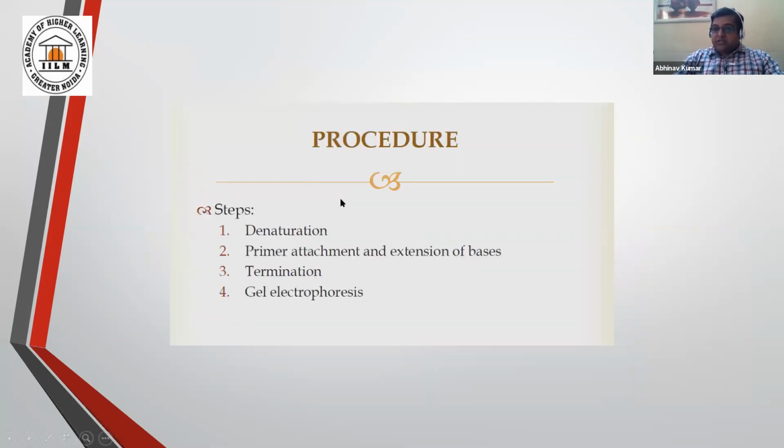So the procedure is denaturation, separation, primer attachment and extension of bases. For one strand of DNA, the primer starts filling from one end and it starts elongation towards the other end. Then you terminate, and then gel electrophoresis. Now you could see how it happens.